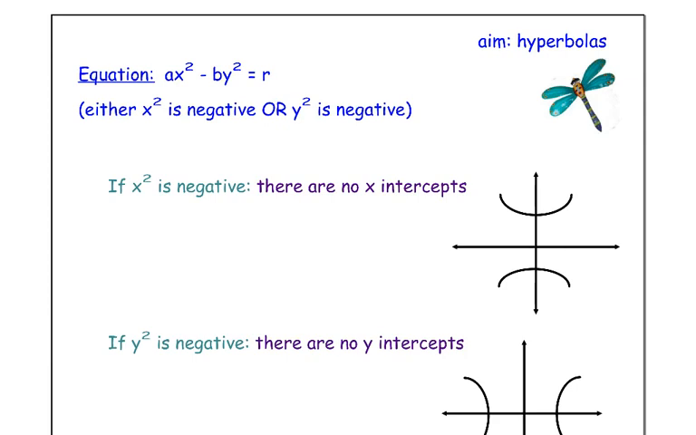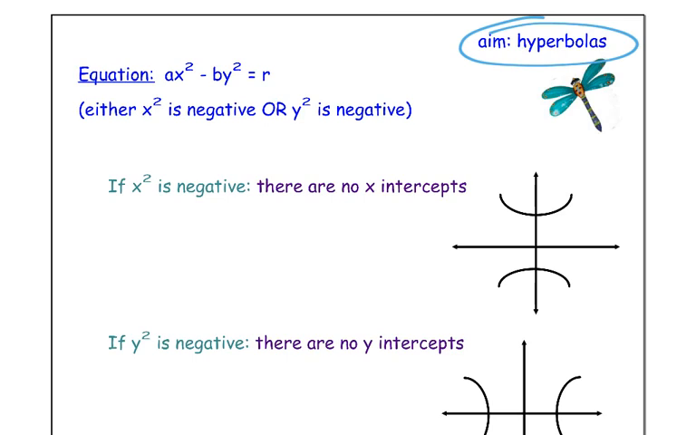So last week you looked at circles and you looked at ellipses. Now we're going to talk about hyperbolas. Your standard form for a hyperbola is ax squared minus by squared equals r. It's going to be handled a lot like the ellipse, but it's going to look very different.